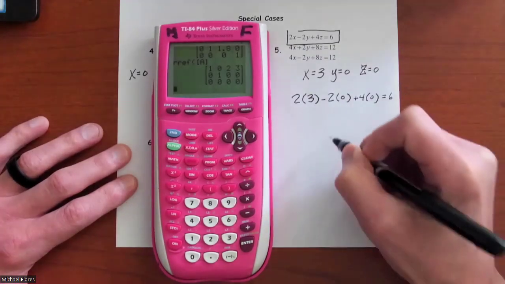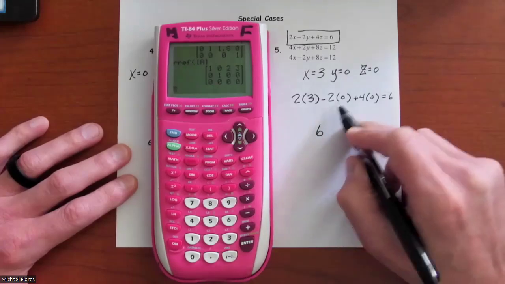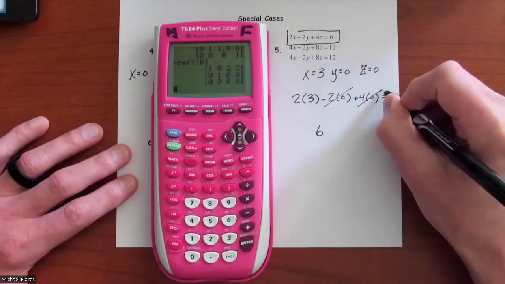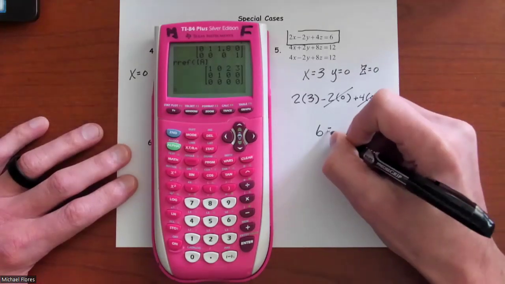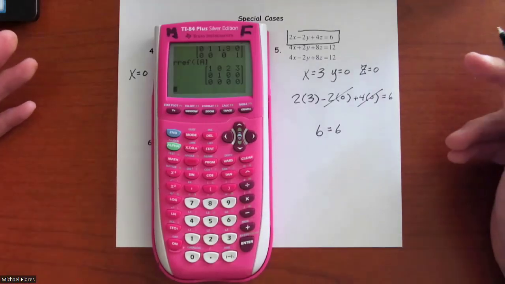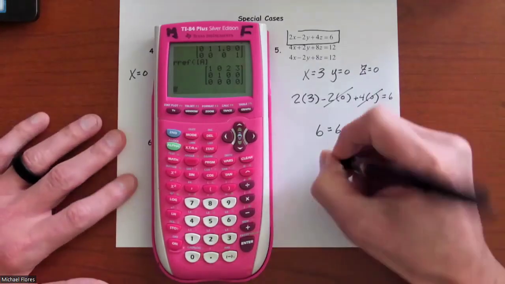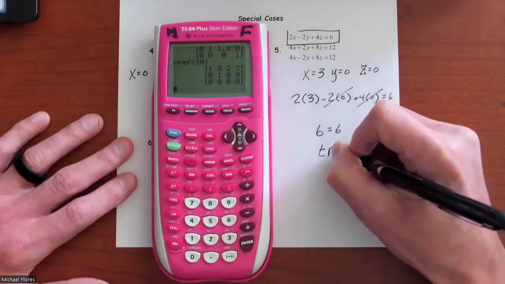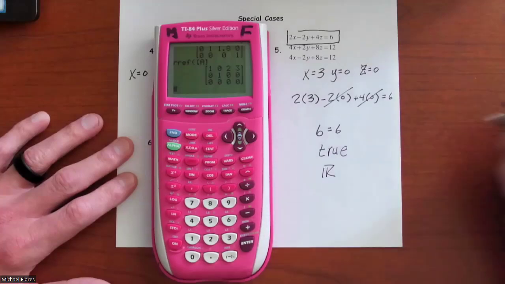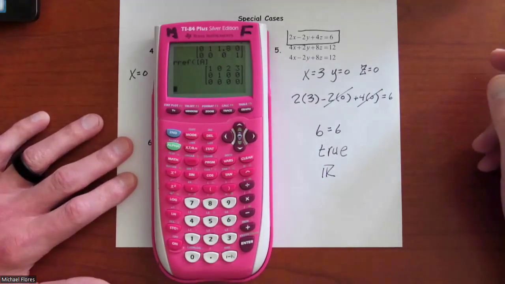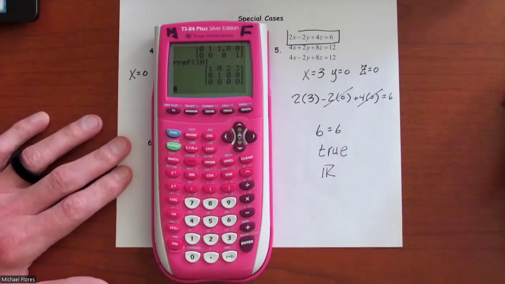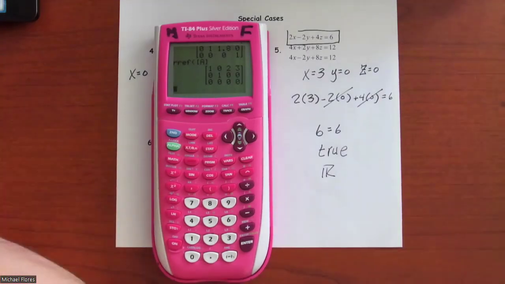Well, 2 times 3 is 6. -2 times 0, 4 times 0 equals 6. Now we have to determine, is that true or is that false? Well, it's true. 6 equals 6. So your answer is all real numbers, infinitely many solutions. I just don't want to spell that out. That's your answer, infinitely many.